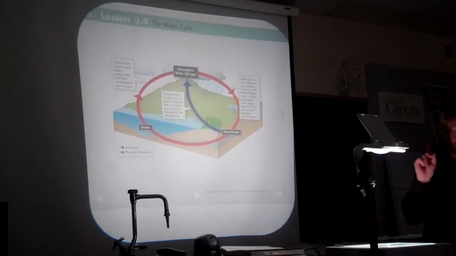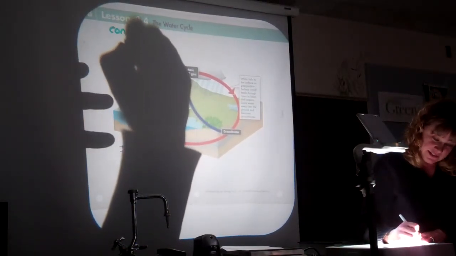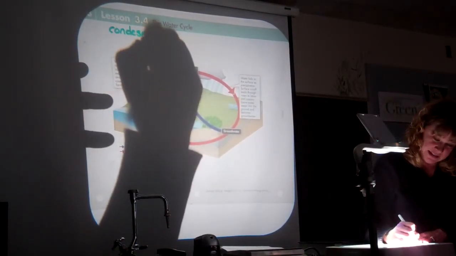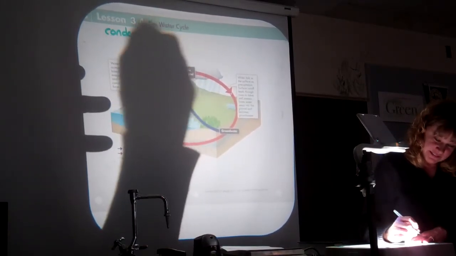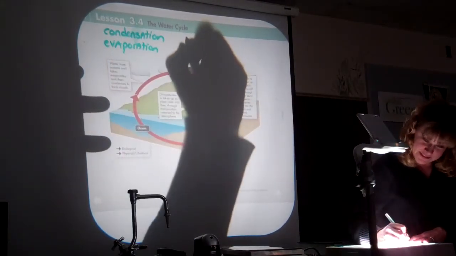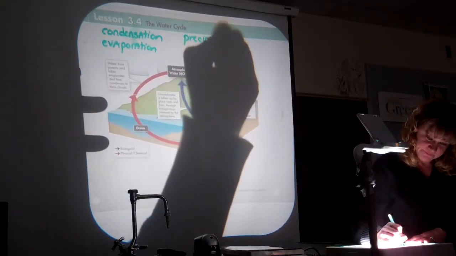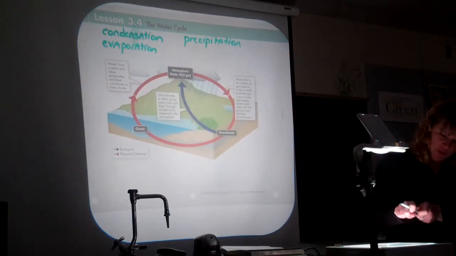Okay, the words you need to be familiar with for this cycle and to understand it are words like condensation, evaporation, precipitation. Diffusion, that one's not directly related. We'll leave that one out.